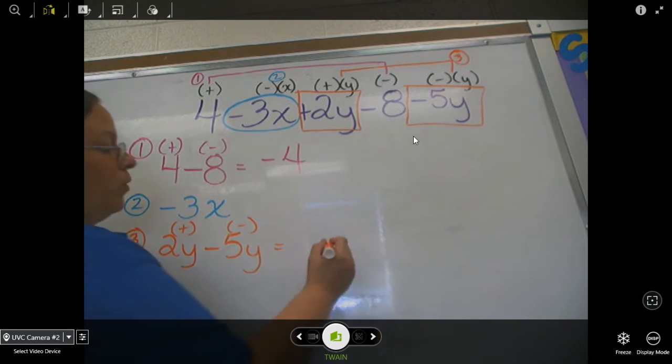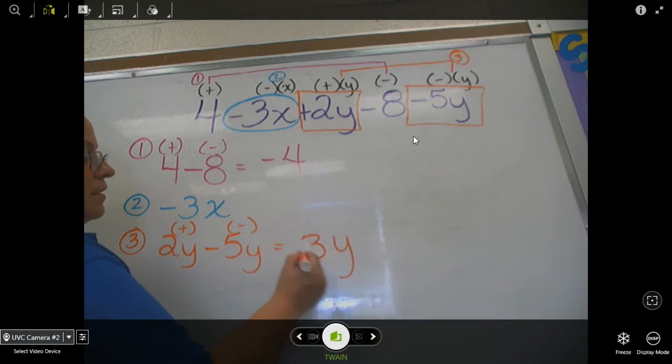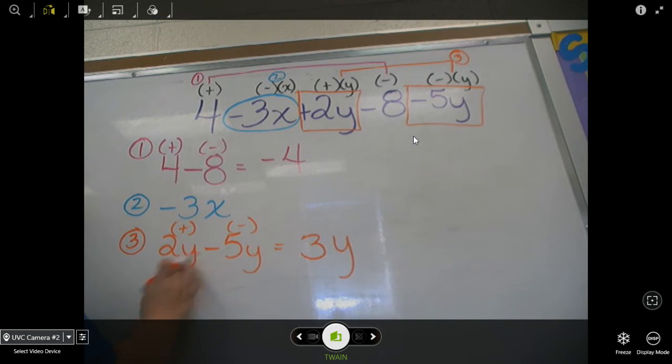Okay, we know we're going to have a y. The y is not going to change. It doesn't go anywhere. Now, my signs are different, so that means I subtract. So 5 minus 2 is 3. Now, which one's bigger, 2 or 5? 5 is bigger than 2, so we take its sign, which is negative. So that's a -3y.